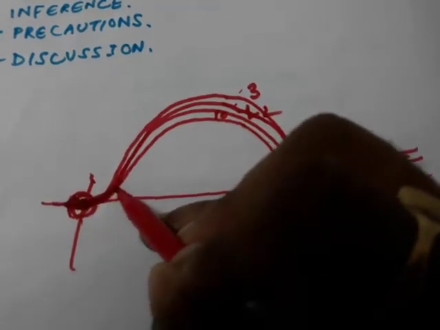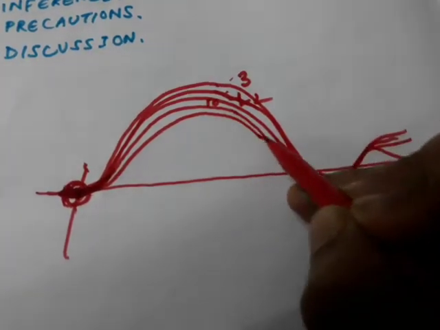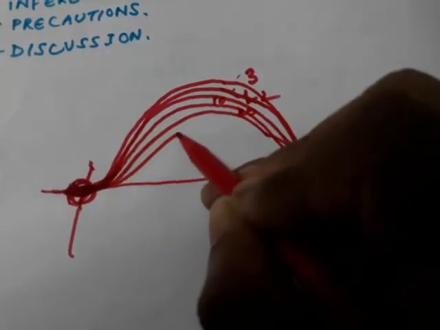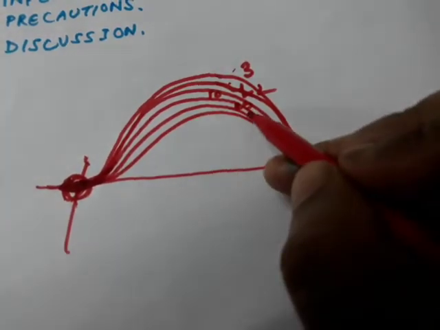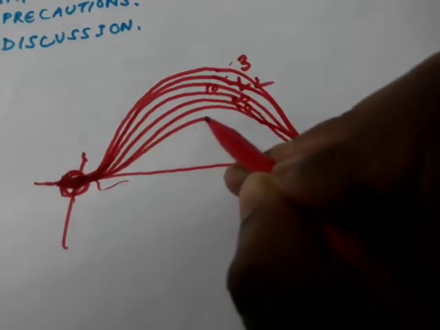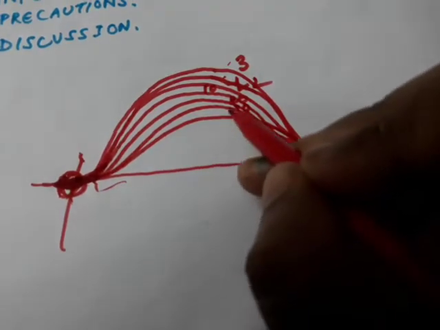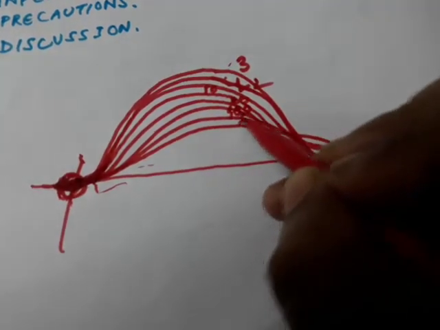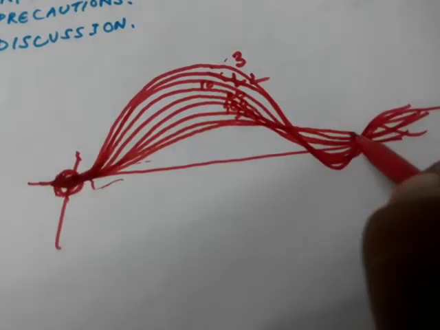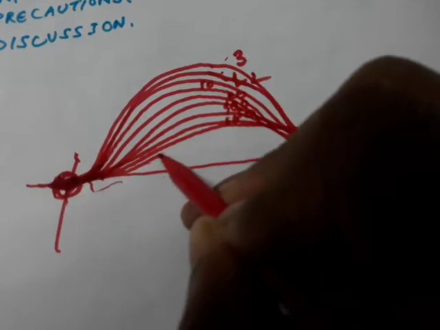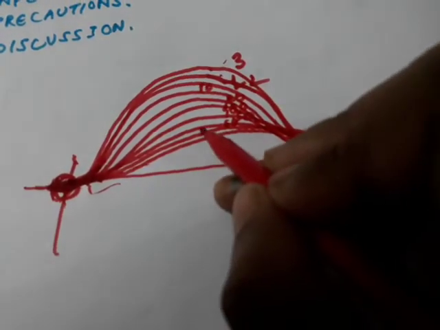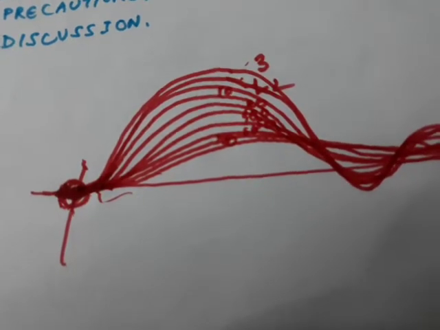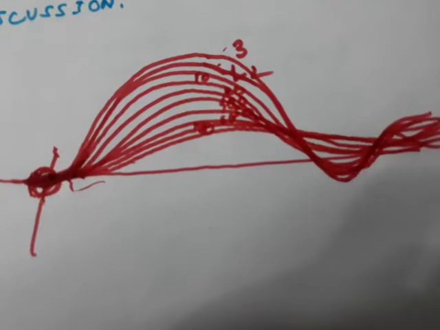So this is the 10th. Now suppose this was the 20th stimulation. This is the 20th. Suppose this is the 30, this is the 40th, this is the 50th, 60th. This is the 70th. At the 70th we have seen that the muscle contractions have become too weak to be recorded.